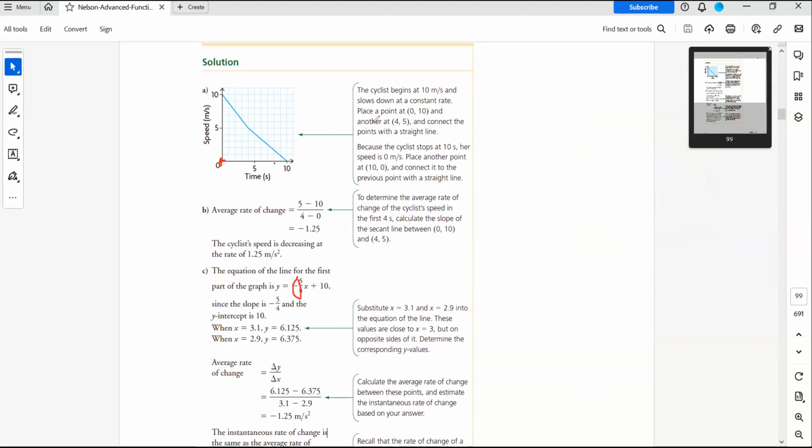And this coefficient, -5/4, is actually a slope or an average rate of change, isn't it? Because the general formula of a linear function is y equals kx plus b, and you have to know how to construct this function.